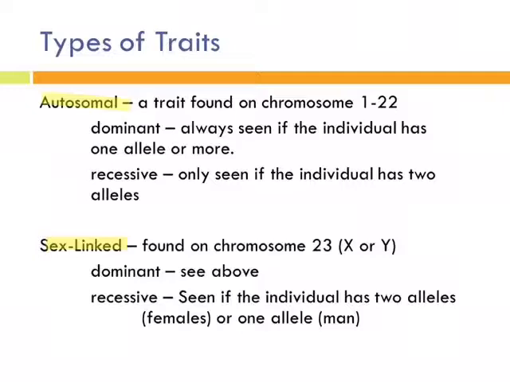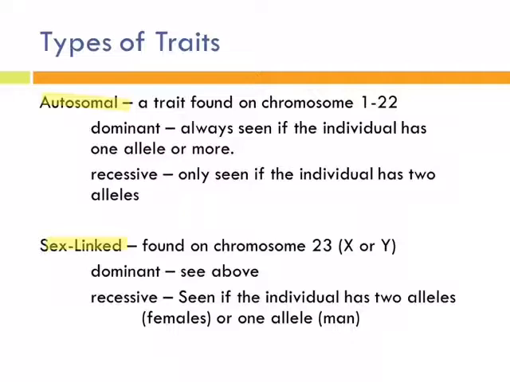Before we start looking at a pedigree, I want to talk about the two different types of traits that humans might have. The first is an autosomal trait, which means that it's found on the chromosomes number 1 to 22. These are the body chromosomes. And as you know, dominant means that the trait is always shown. Recessive is only shown if the individual has two recessive alleles.